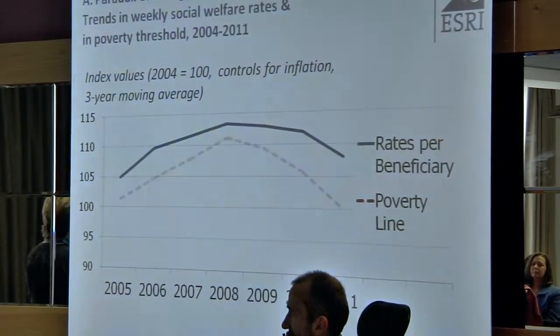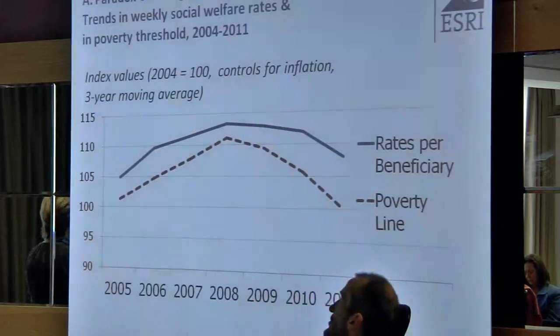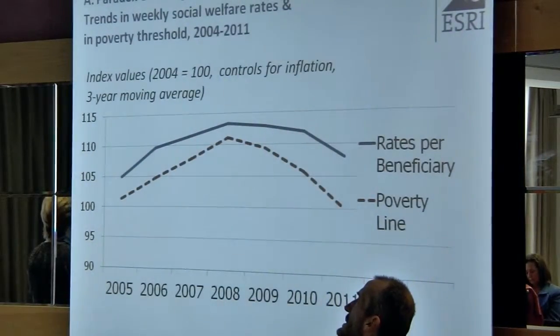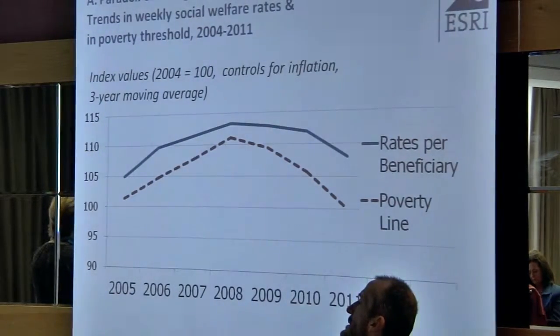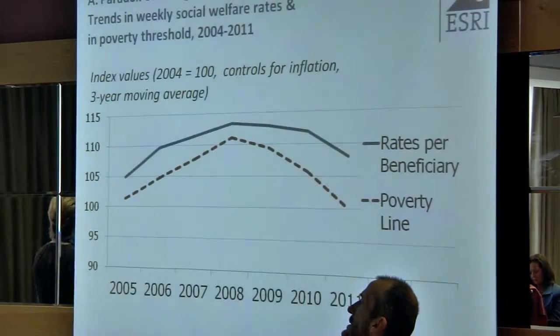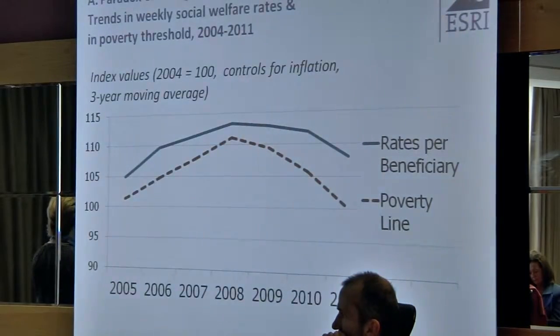What happened to the poverty threshold? The poverty threshold, or the poverty line, depends on all incomes, including incomes from work, and most incomes are from work. So the poverty line was increasing as standards of living and incomes generally were increasing up until the recession began, and then it started to fall. So that explains the paradox.